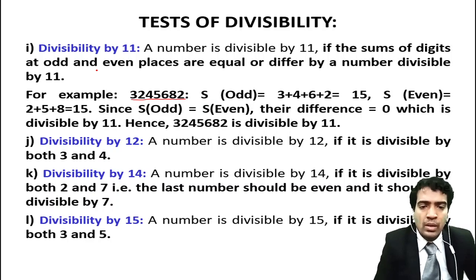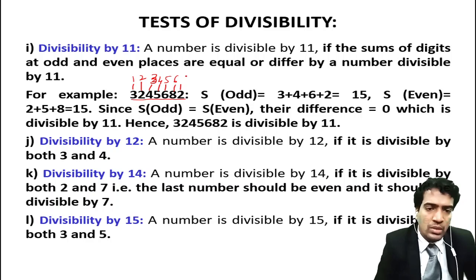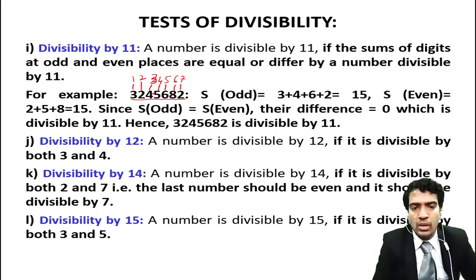What you need to take? You just need to take the digits at the odd position and the digits at the even position. Okay, let's first number all of them. This is the second number, this is the third number, this is the fourth number, this is the fifth number, this is the sixth number, this is the seventh number, right?